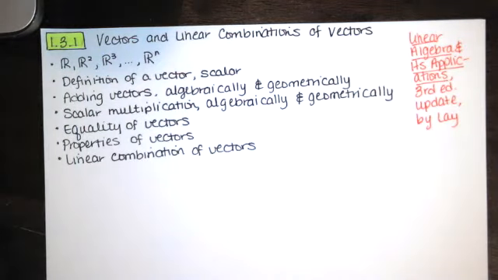And after we talk about what it means for two vectors to be equal, we're going to talk about adding vectors algebraically and geometrically. We're going to talk about scalar multiplication algebraically and geometrically. And then we're going to talk about some conventions used by Lay with this particular textbook.